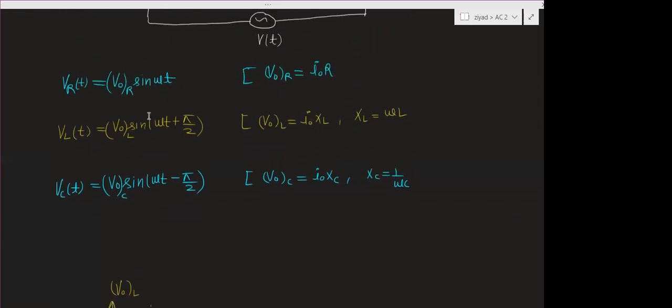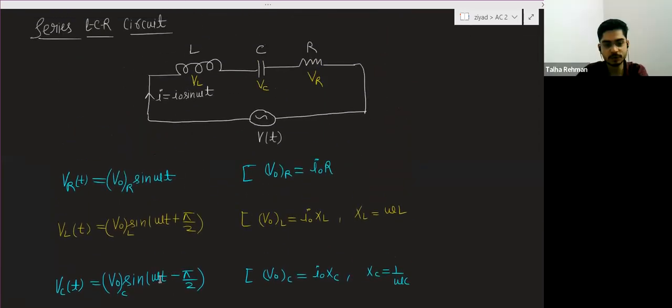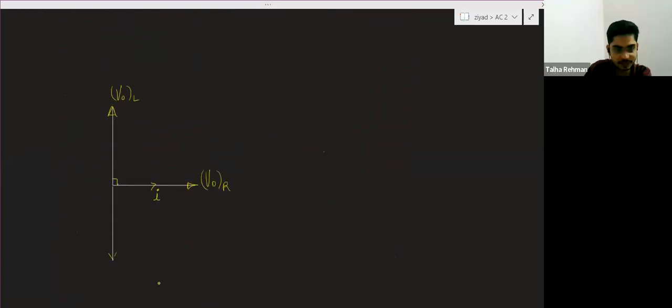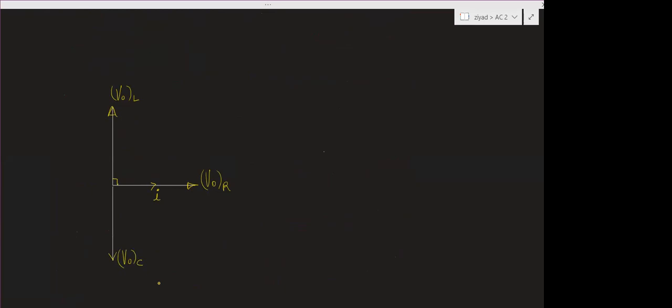Capacitor. See the equation of the current and the voltage. The voltage lags the current by pi by 2, lags by 90 degrees. So we will draw like this. This will be the peak value of the voltage across the capacitor. Simple. Now the game is over.